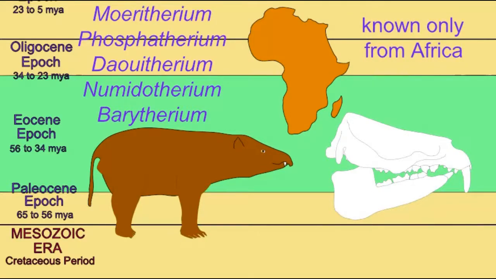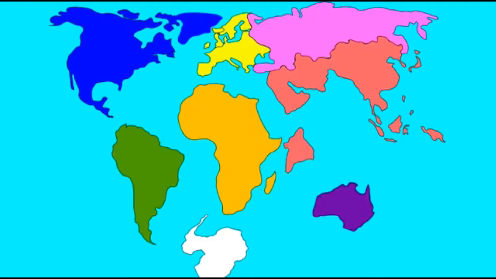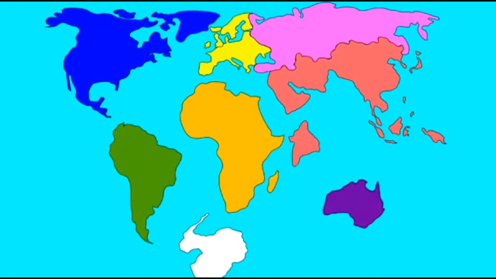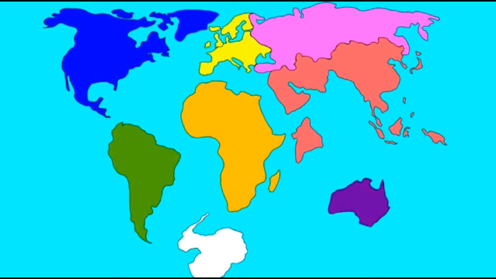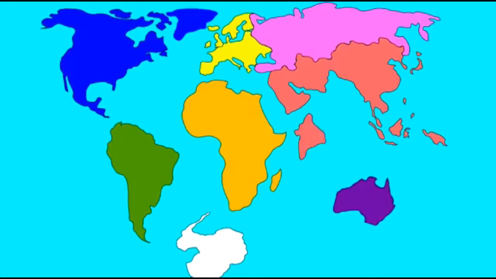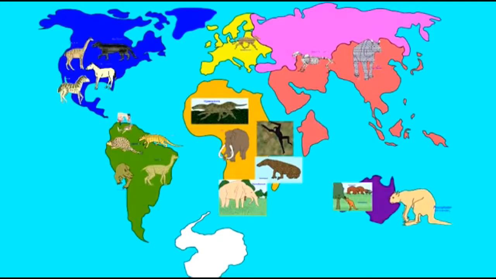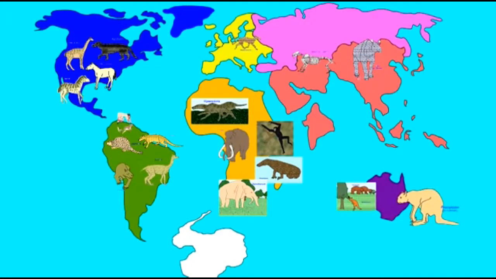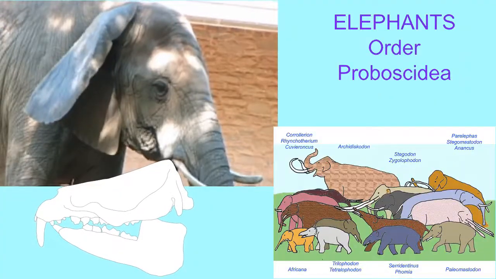This was typical early in the Cenozoic. Many of the connections which today connect continents did not exist, and many continents were essentially floating islands with animals endemic to those continents only found there. And so during the Paleogene, elephants are restricted to Africa.